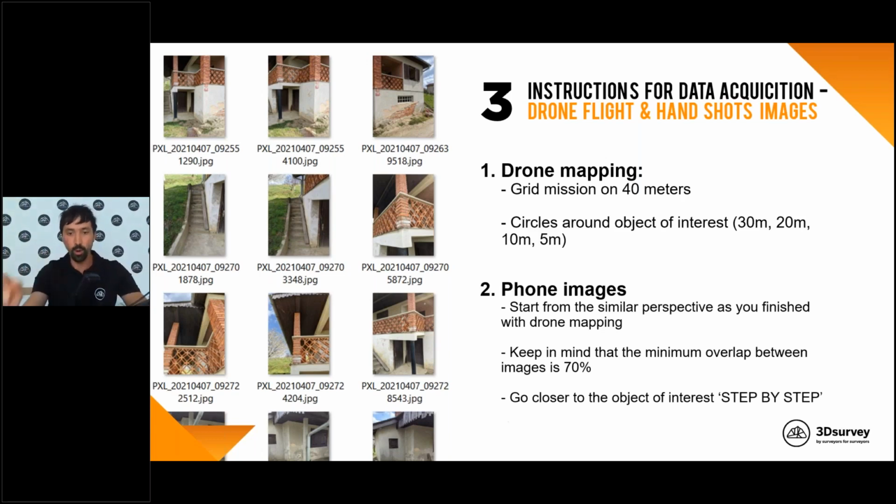And keep in mind also, when you are triggering images with the phone, you need to have good overlap between images. So every detail needs to be on at least 4 or 5 images. So minimum overlap is 70%. And if you go closer to some objects, go step by step. So if you are 10 meters away from the building, don't go directly to 1 meter, go from 10 meters to 5 meters to 3 meters to 1 meter.